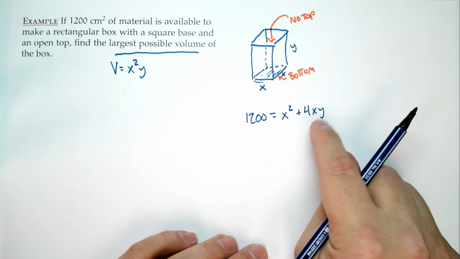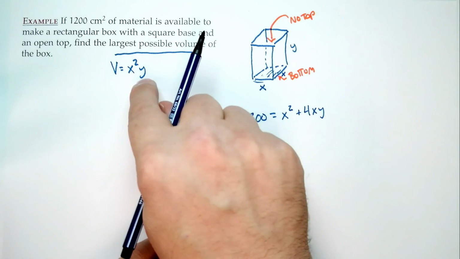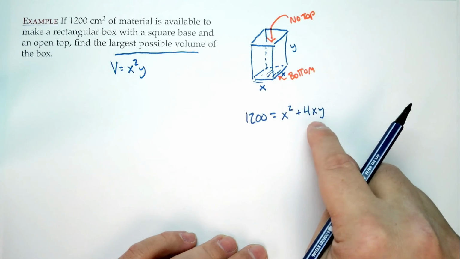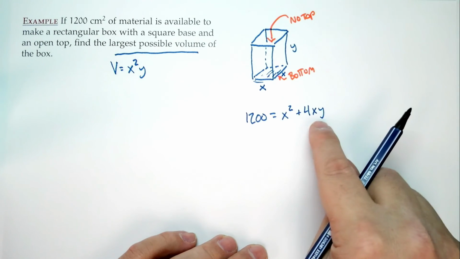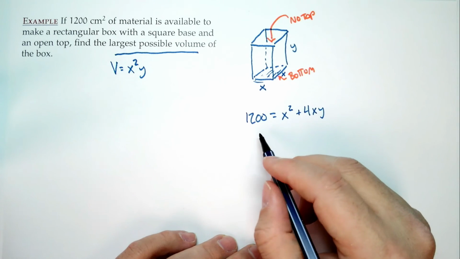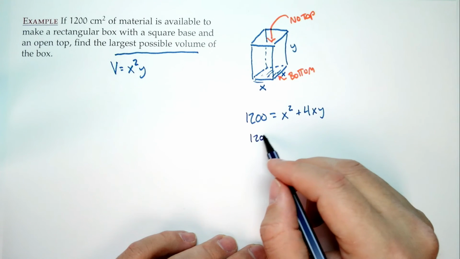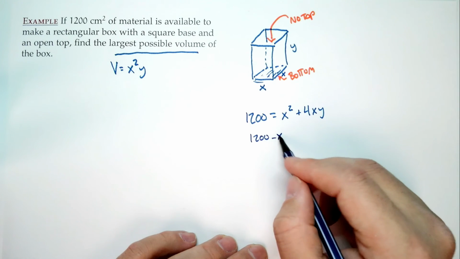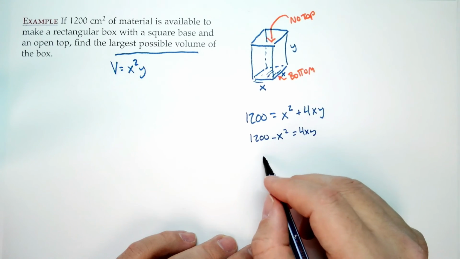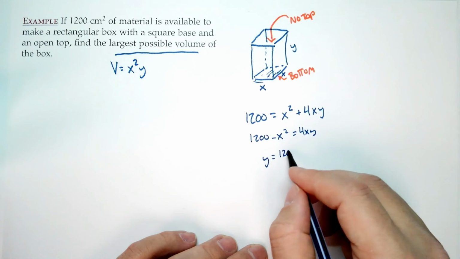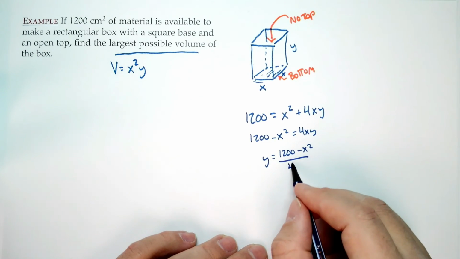So looking at this, we say, okay, what can we do? Well, we can substitute and solve for one of these variables. Let's go ahead and solve for y, because I can see here, if I were to solve for x, it would be a quadratic. And, well, that's not the best thing to do. Let's avoid that. So I could take 1,200 minus x squared. That's 4xy. And now I can say that y is 1,200 minus x squared, divided by 4 times x.